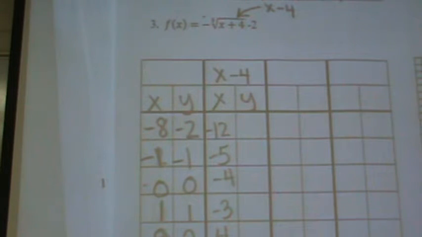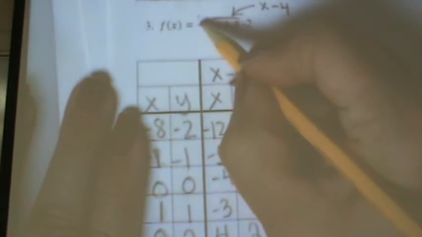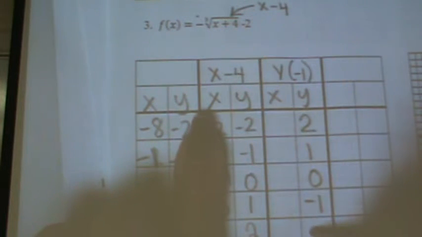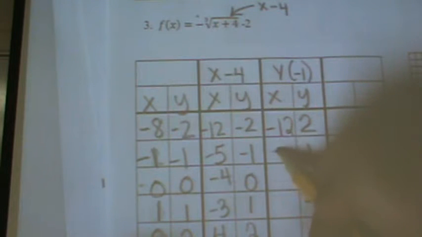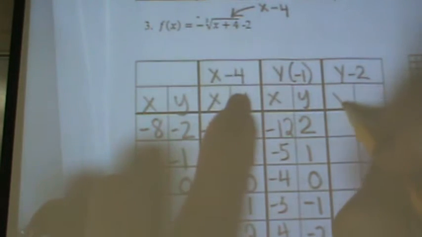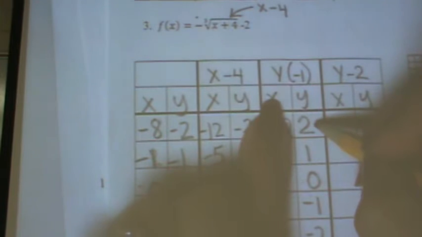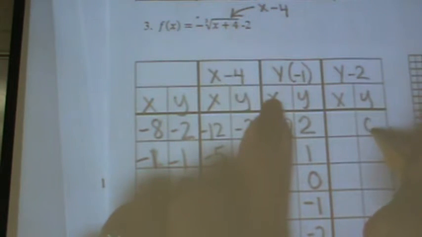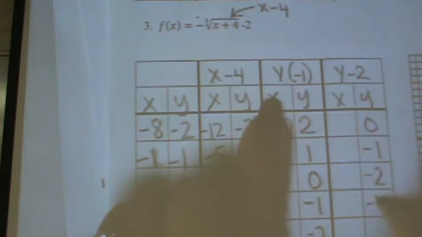What do you do with your y value? Multiply by -1. Now, this says -1, so we're gonna take our y values and multiply them by -1. They're opposite sign. So this becomes a +2, +1, 0 doesn't change signs. Anyone know what to do next? Y minus 2. Thank you, Travis. So if you subtract 2 from these y values, what do you get? 0, -1, -2, -3, -4.